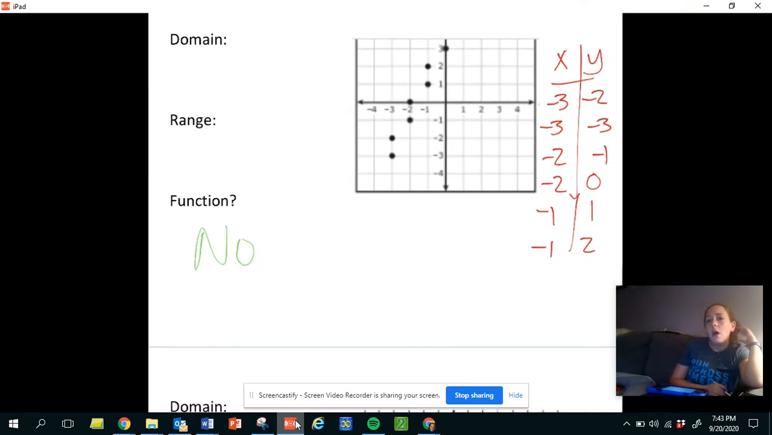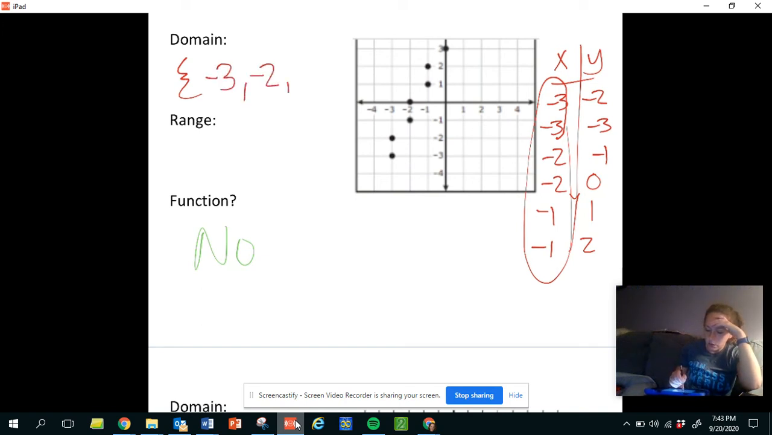There you go. So for my domain, I am going to just list all of the x's, but I don't have to repeat numbers, and I should go from least to greatest and put them inside braces because I'm talking about a set of specific numbers. So I'm just going to say -3, -2, and -1. That's my domain. All of the points have one of those numbers as their x value.